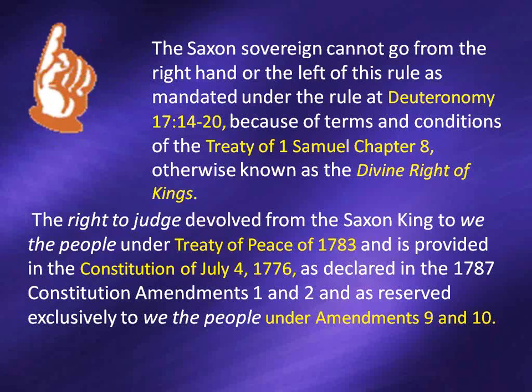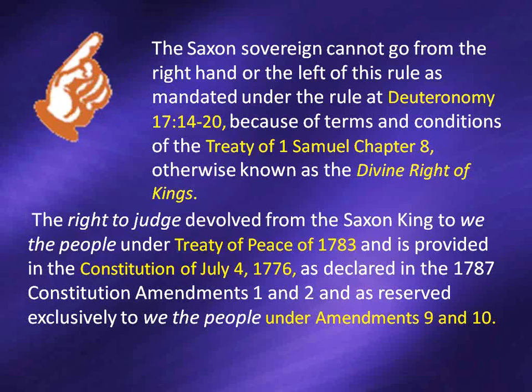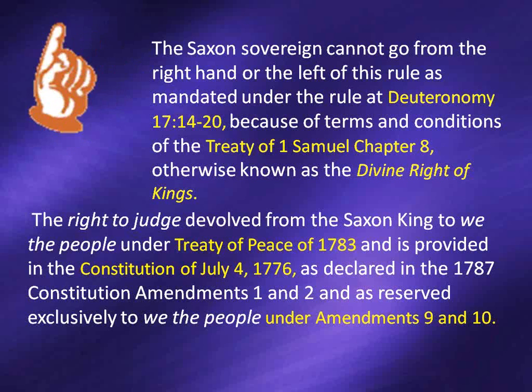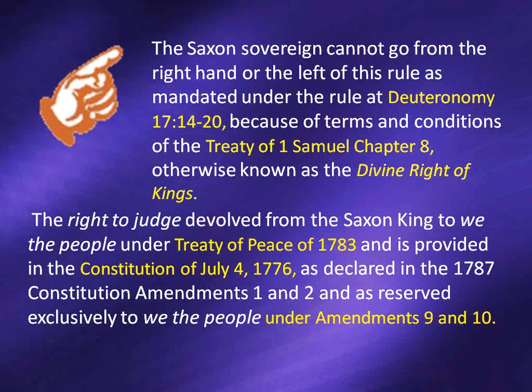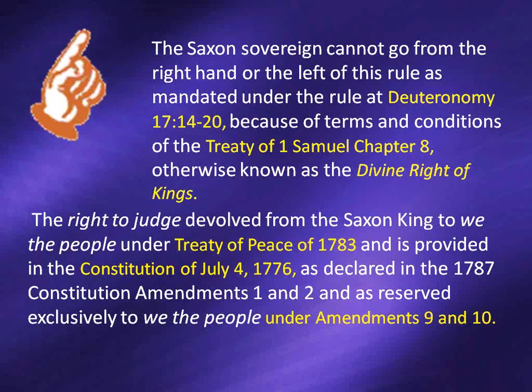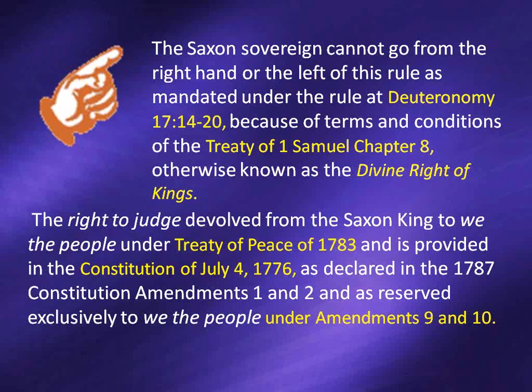The right to judge devolved from the Saxon king to we the people under the Treaty of Peace of 1783 and is provided in the Constitution of July 4, 1776, as declared in the 1787 Constitution Amendments 1 and 2, and is reserved exclusively to we the people under Amendments 9 and 10.